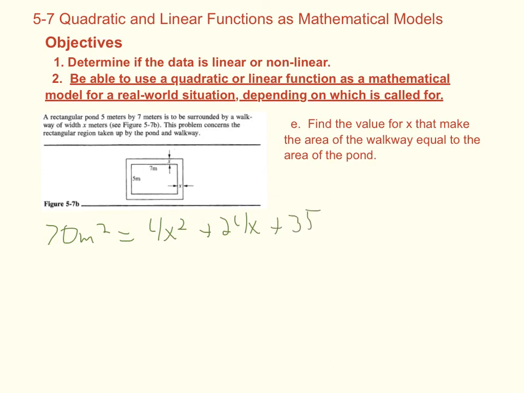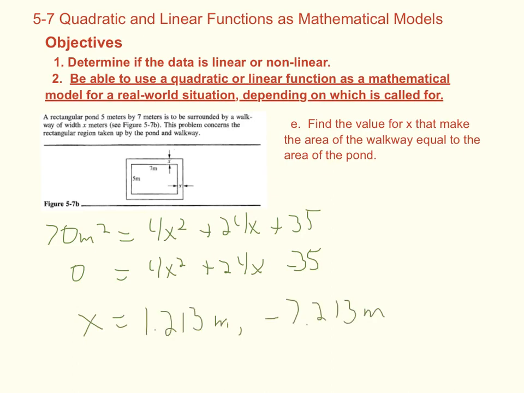plus 35. Subtract 70 from both sides, 4x squared plus 24x minus 35. X equals? So x equals 1.213 meters or negative 7.213 meters. Negative answers for the real world not included. So if we want the area of the walkway to equal the area of the pond, x equals 1.213 meters.